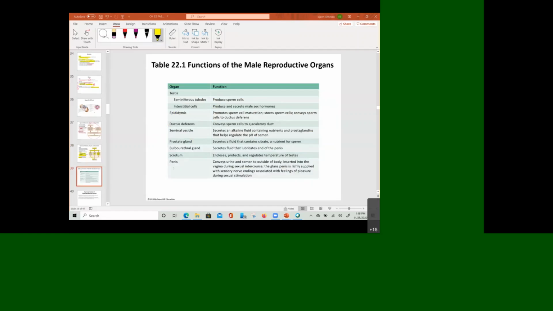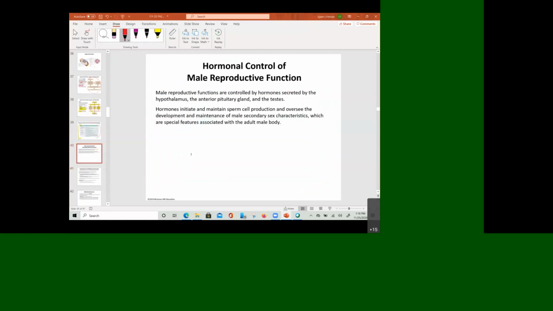Okay. So I already went over this table right here in the first part of the recording. This table is a good review that summarizes the functions of the male reproductive organs. Okay? Make sure that you go over this table.